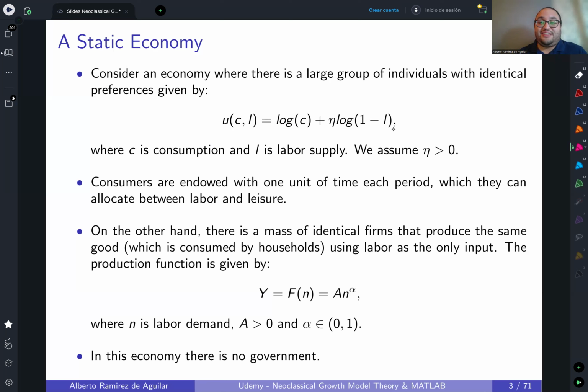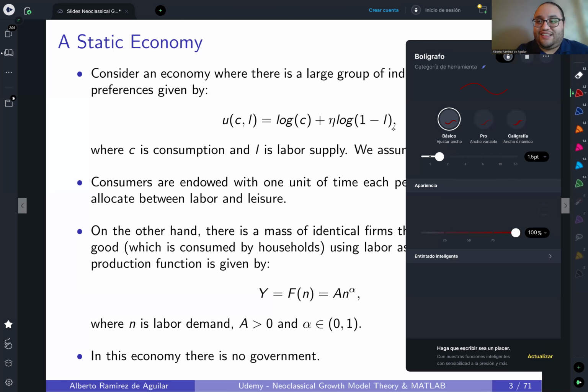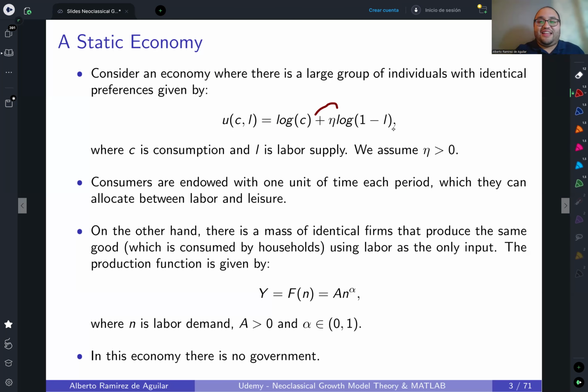So what do I mean by this? Households understand their utility. That means they understand that this is the way they value consumption and leisure. But they also know everything about the firms. That means they understand that the firm's total factor productivity is given by A, and they understand that the labor share is given by alpha. And similarly, the firms understand how they produce, but they also know how the household values consumption and leisure. Okay.